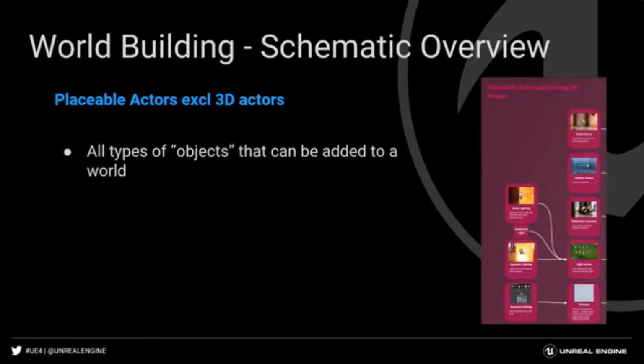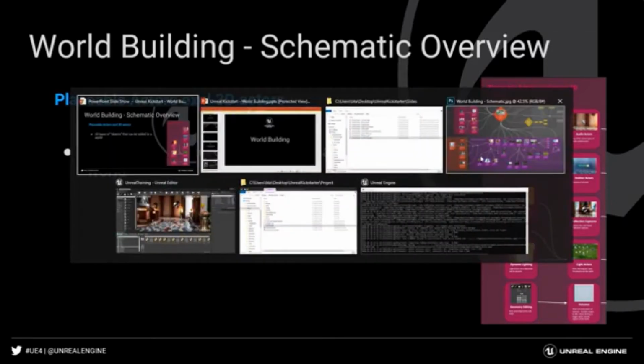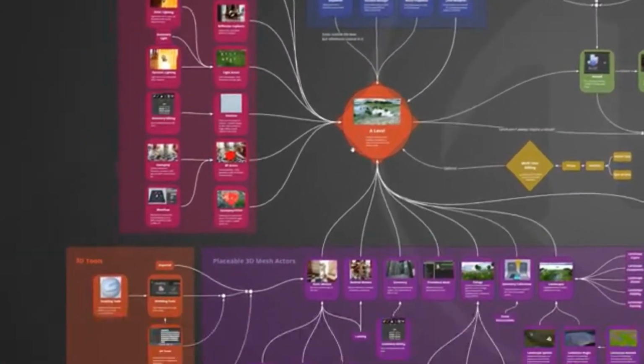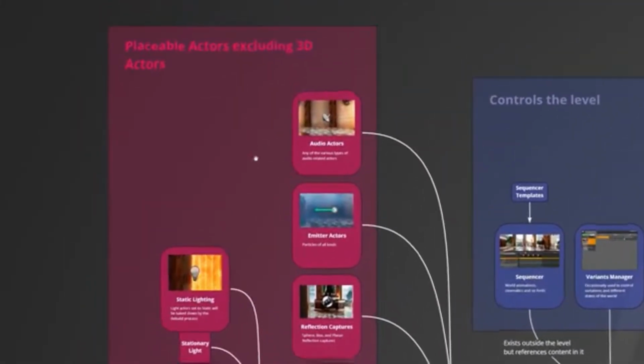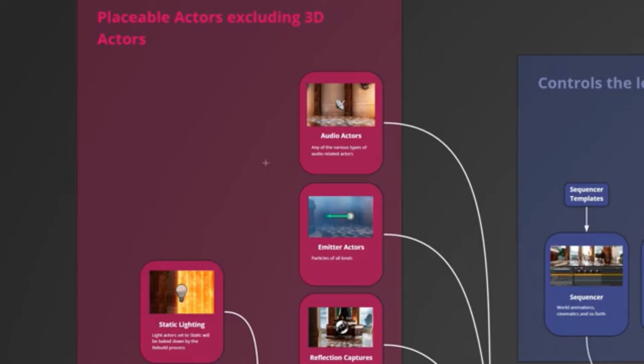So if you start with the placeable actors, what I'm going to do now is switch back and forth between the full image we have over here and the editor. Again, I'm going to do some of these really fast because they speak for themselves. Audio actors are the many different types of actors involved with audio. I don't have a clear example in our project, and I don't want to stray into audio, so I'm going to immediately move forward.